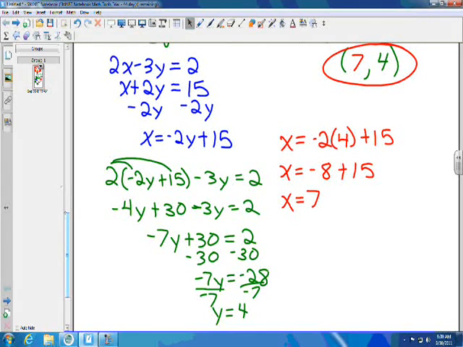So any questions over substitution? Right here. This was step one where we solved this one. So yeah, we just put the 4 in for the y there and the one we solved for. Any others?